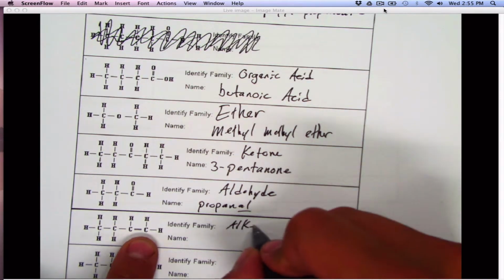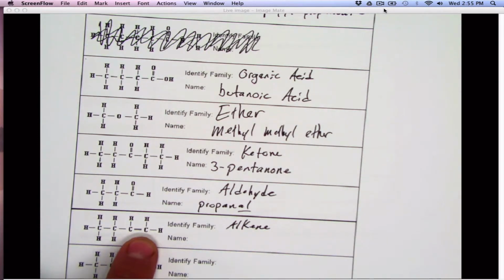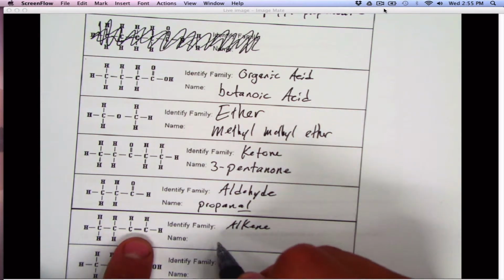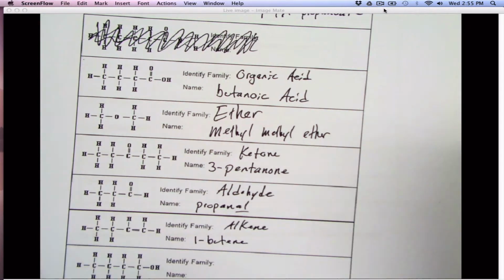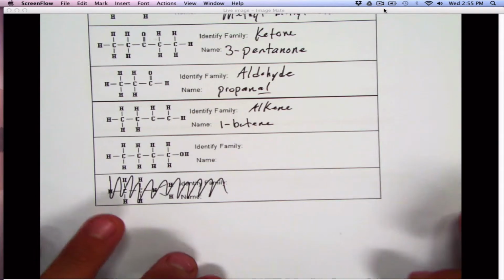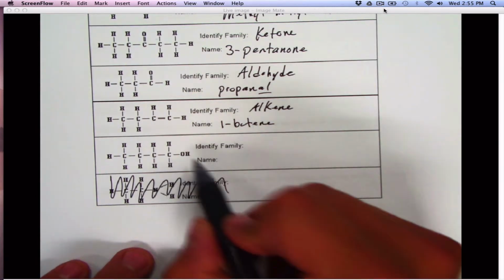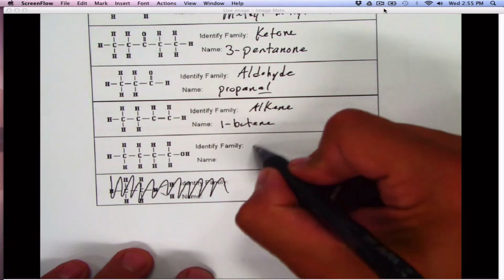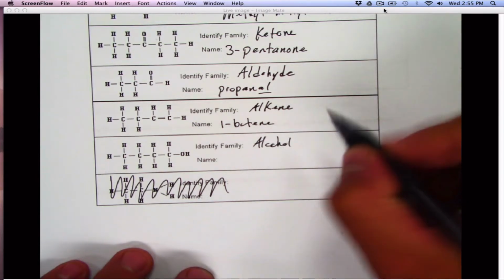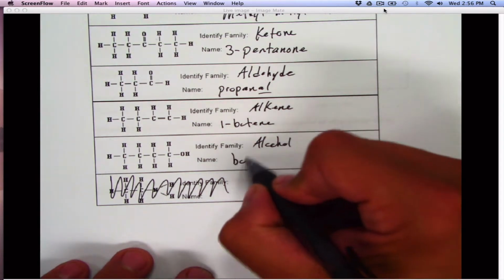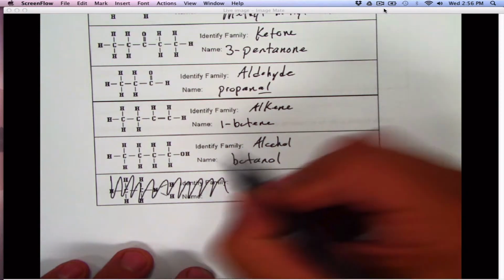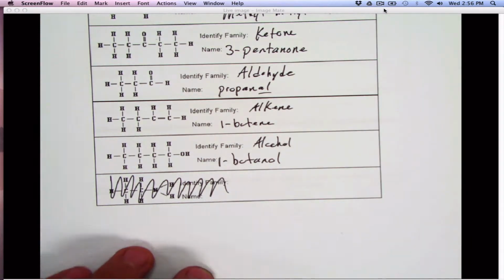Next one, there's no side chains, nothing hanging off the side, but we do have a double bond. This is an alkene, okay, or ENE, and you have 1, 2, 3, 4. So it's a butene, and the double bond, look at the first one, 1-butene. And the last one we got here, we got an OH hanging off the end. OH is some type of alcohol. So it's a butanol. And tell me the location. It's a 1-butanol.